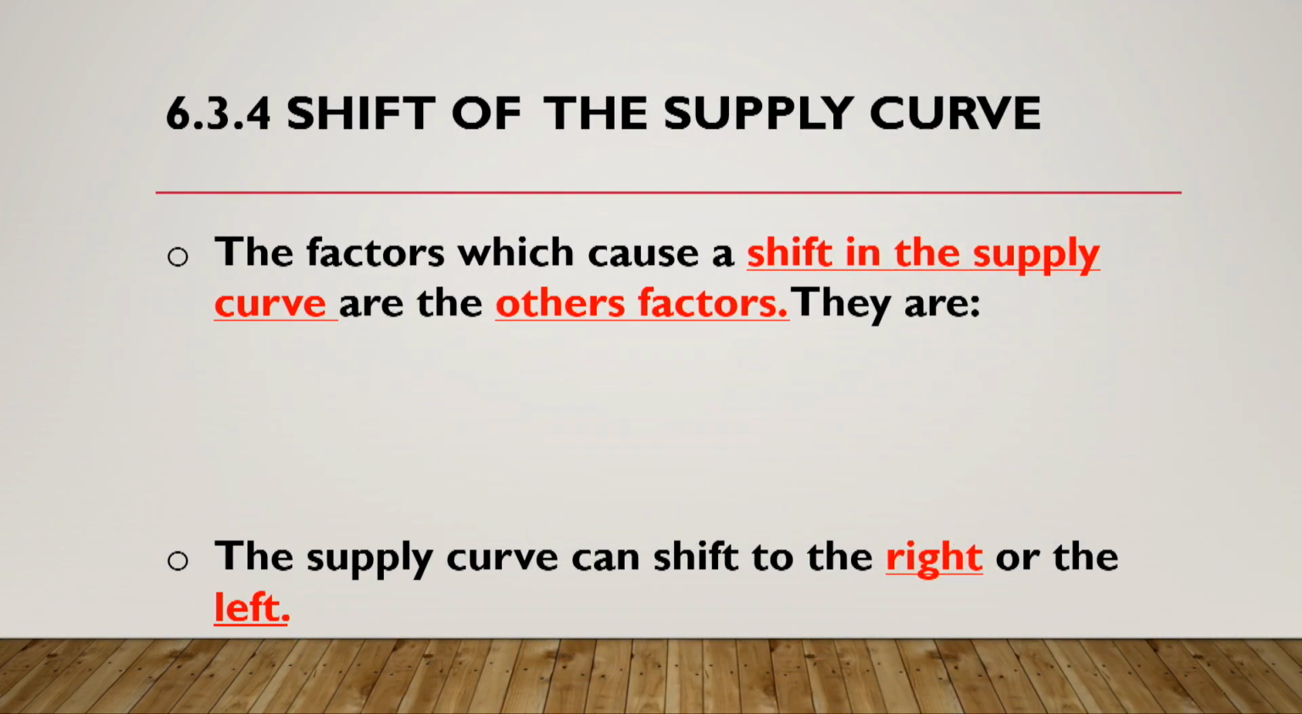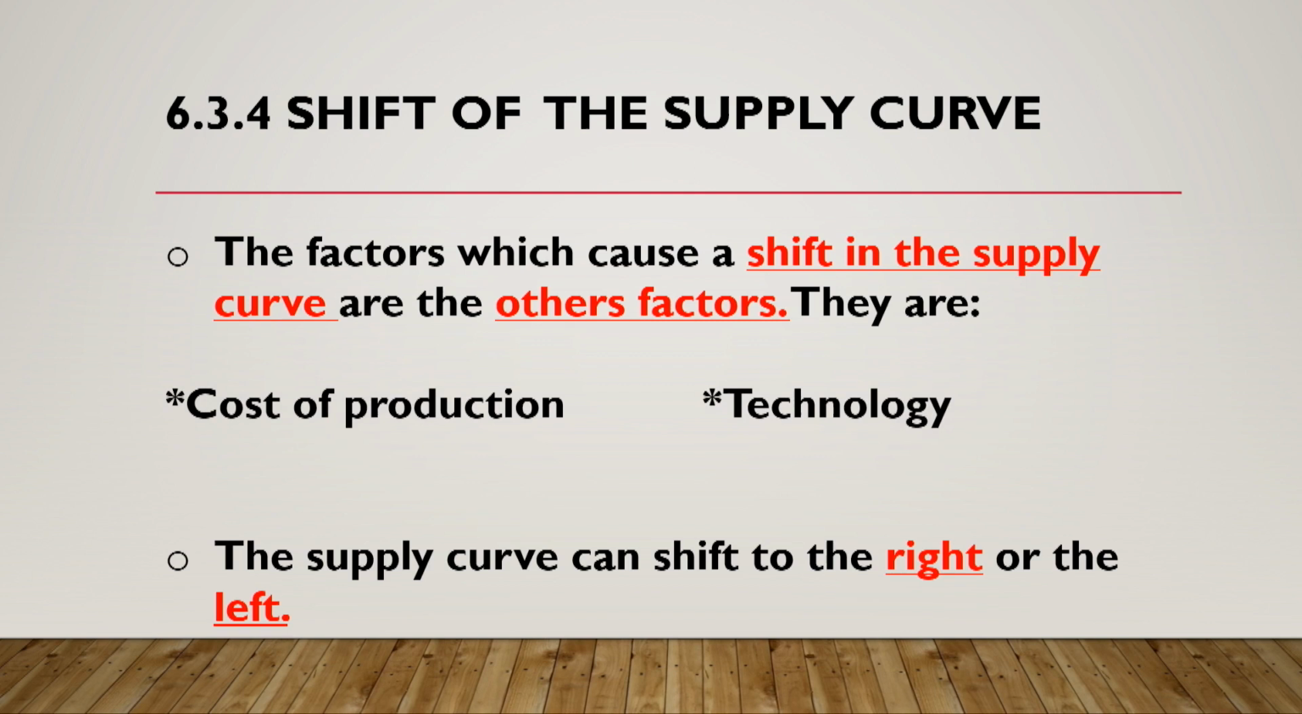Shift of the supply curve. The factors which cause a shift in the supply curve are the other factors. They are cost of production, technology, climate, and taxes. The supply curve can shift to the right or to the left.